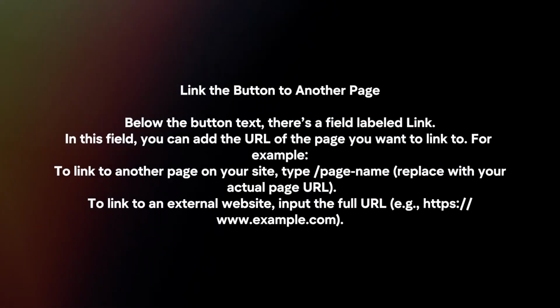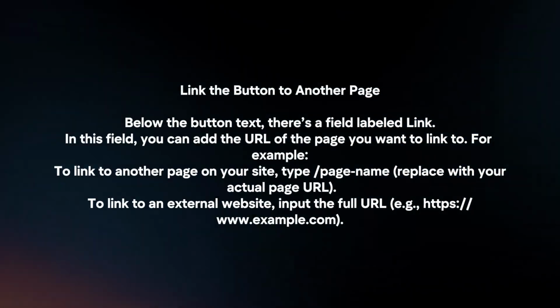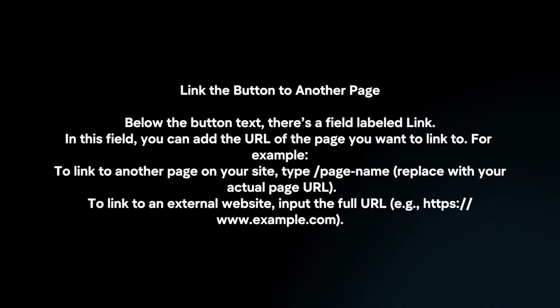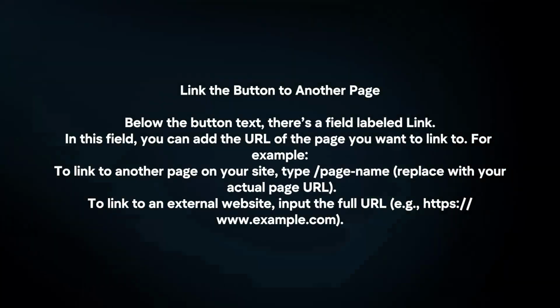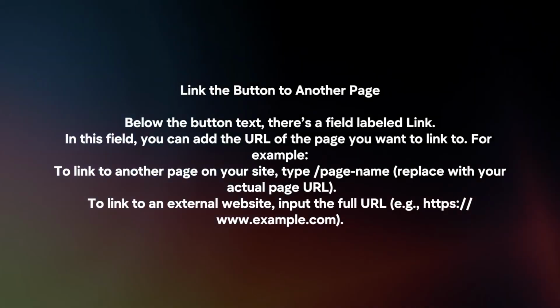Link the button to another page. Below the button text, there's a field labeled Link. In this field, you can add the URL of the page you want to link to. For example, to link to another page on your site, type the page name. To link to an external website, input the full URL.